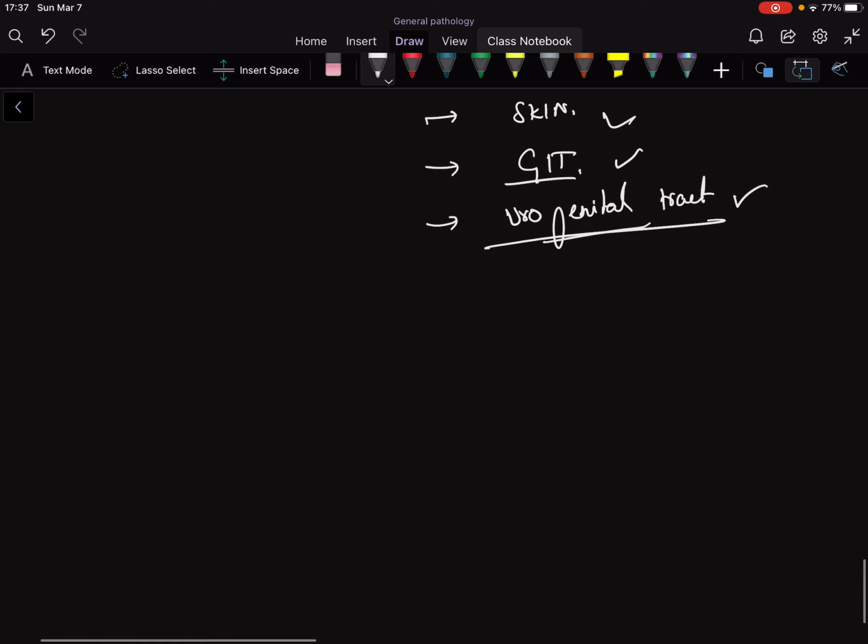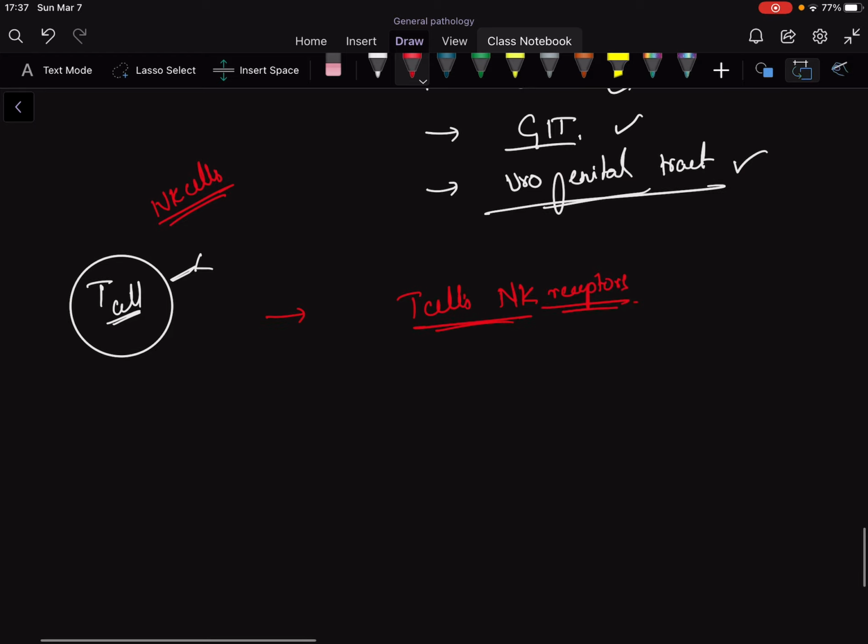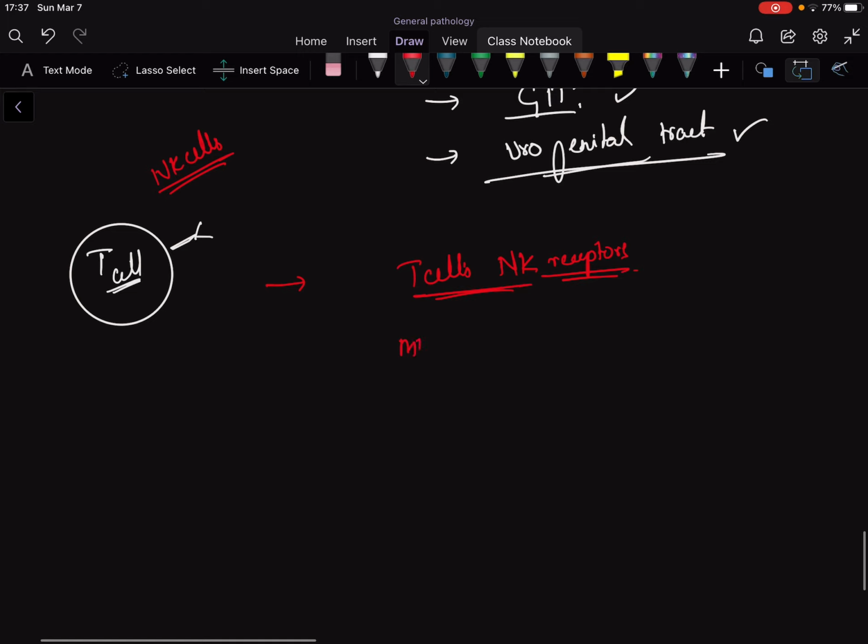There are also T cells. Suppose this is the T cell here, but the receptor present on it has the properties of natural killer cells. These are called T cells with natural killer cell receptors, and obviously they also have to follow MHC restriction.